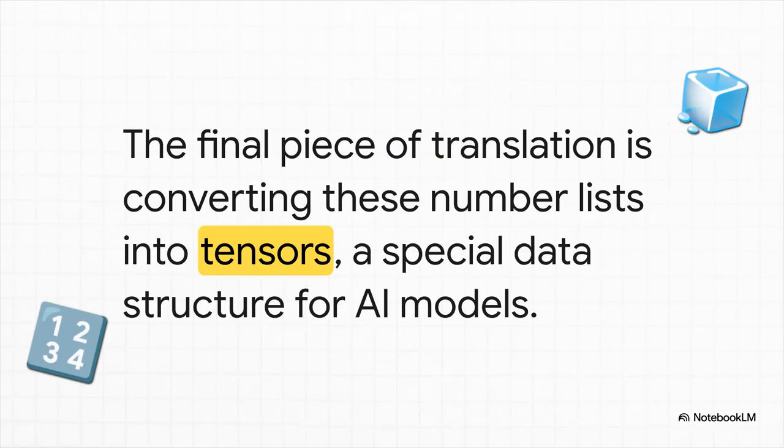But we're not quite done with the translation. A simple list of numbers is good, but to get maximum speed, especially on hardware like GPUs, we need to package it up. So this list gets converted into a special format called a tensor. Just think of it as the perfectly optimized container that the AI's brain is designed to work with.